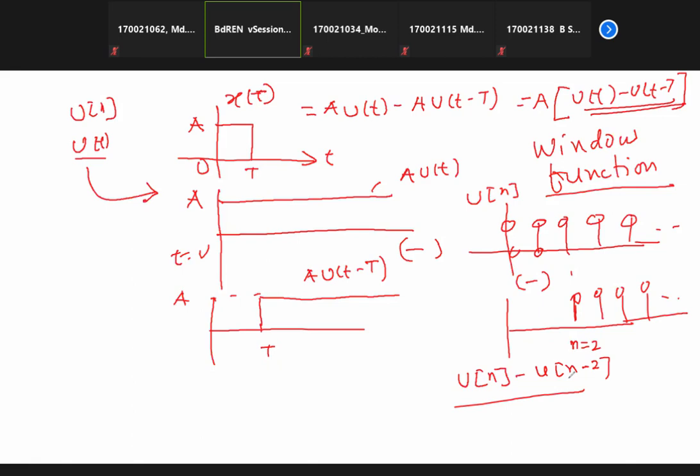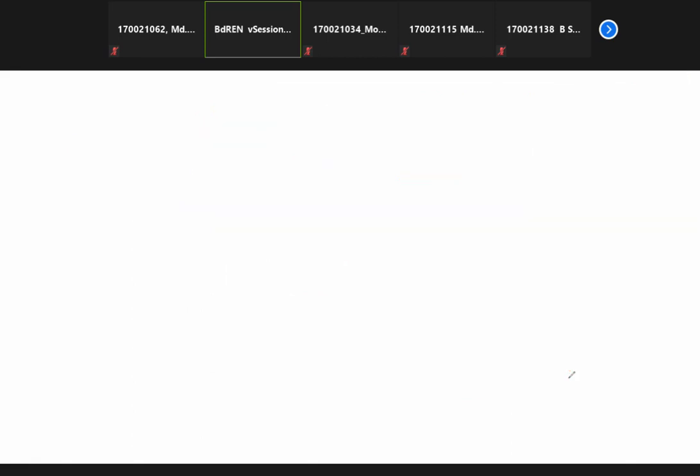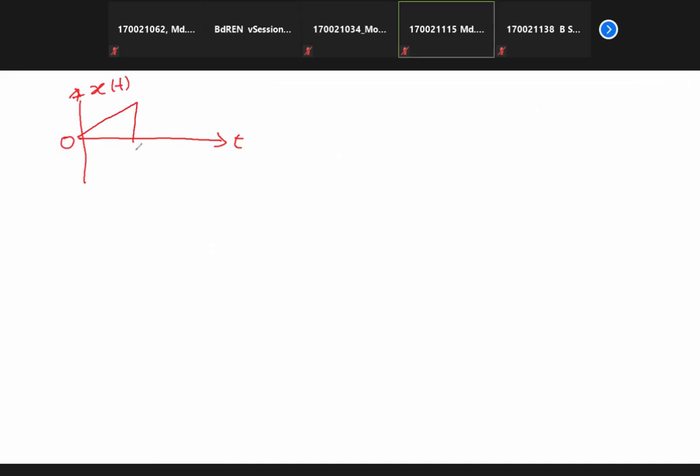But not only pulses, we may have our signal something like this. Consider this: we have a triangular pulse. Have you encountered this type of operation earlier? For simplicity, let us consider the duration is 1 and the amplitude is equal to 1. And this pulse is mathematically equal to what? Your x(t) equal to what? t, for t from 0 to 1, and it is 0 elsewhere, isn't it? Yes, sir.